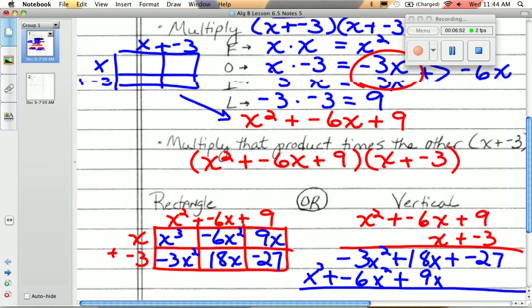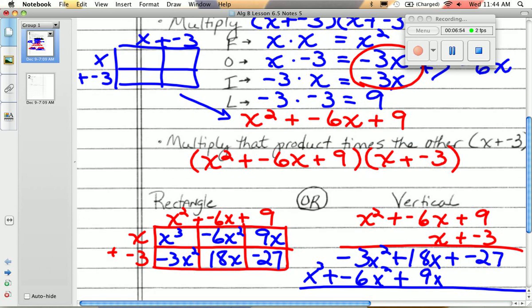You could also use vertical in that first step. So those of you who really like vertical and don't even like foil anymore, you could say, okay, I'm gonna line it up vertically and multiply vertically. And we still, again, should get that answer. We should always get that same answer.